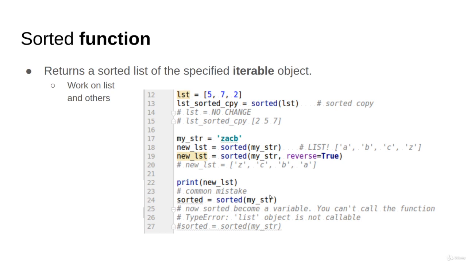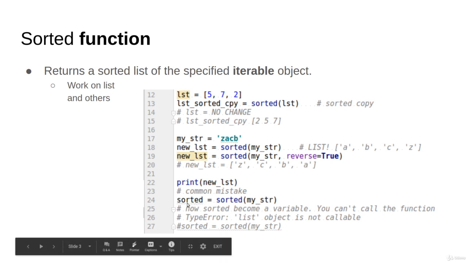A common mistake is to name your returned item sorted. Remember, if you have a sorted function and a variable named sorted, you cannot use the sorted function anymore. So it is preferred to avoid the word sorted as your variable name.